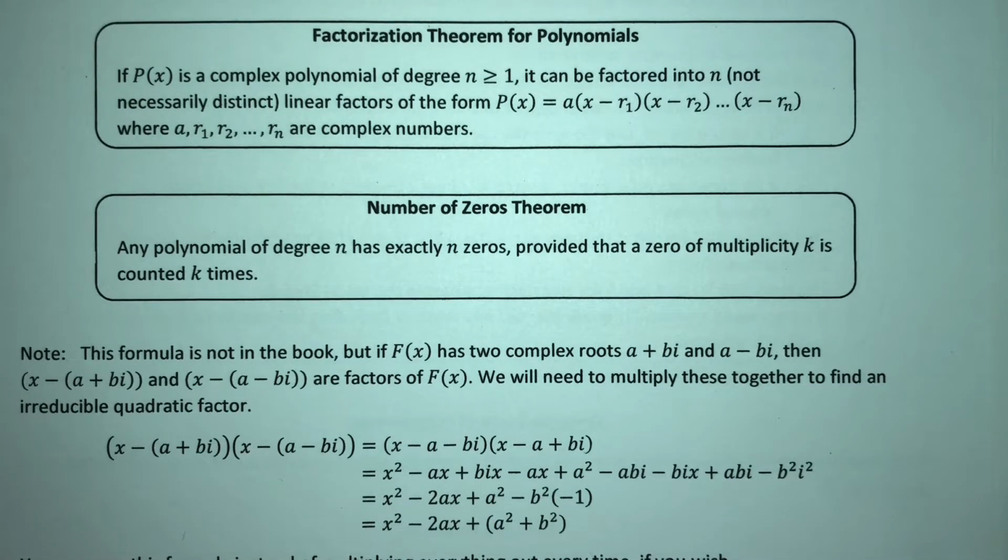So if I get the number 5 3 times, then 5 has multiplicity 3. Okay? And when you're counting the number of roots, you're going to count 5 3 times.